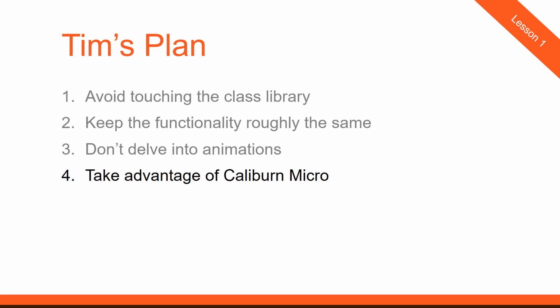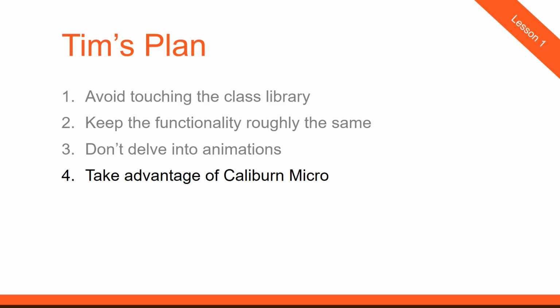Number 4, take advantage of Caliburn Micro. And this is an important one because it really is the easy way to do the MVVM pattern. Caliburn Micro is kind of like saying we're not going to reinvent the wheel. And one of the examples I think I used in my YouTube video on MVVM and WPF was building a car before you drive it.